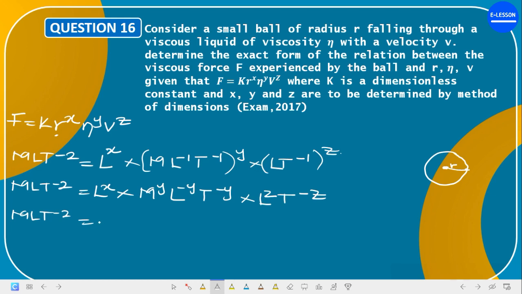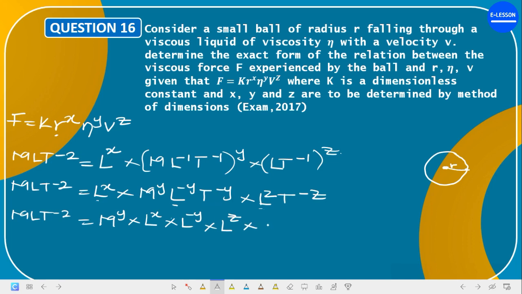So let the m come first. And this becomes m to the power of y. Then L will follow. What do we have here? L to the power of what? x. Then we have what? Times L to the power of minus y. Then we have another L here, times L to the power of z.